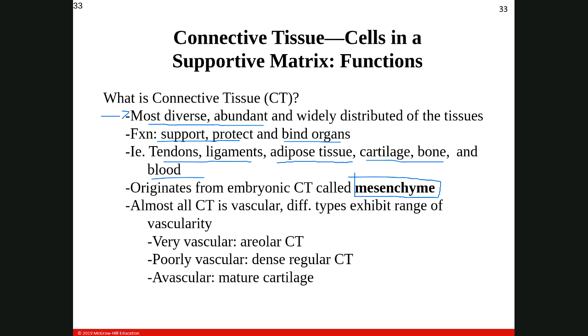You can have connective tissue that's very vascular. Loose connective tissue is very vascular. And a type of loose connective tissue is areolar. Adipose is another type of loose connective tissue. Something that's going to have poor amounts of vascularity is going to be dense regular connective tissue. Does anyone know an example of dense regular connective tissue?